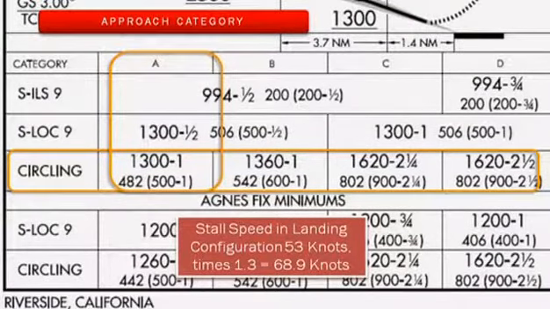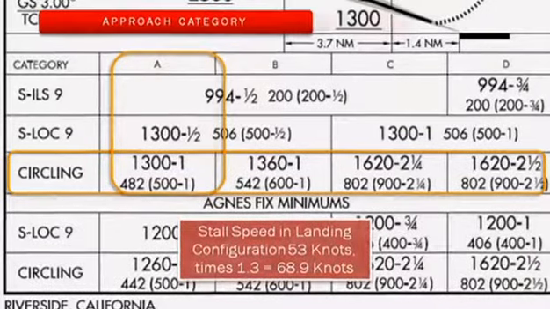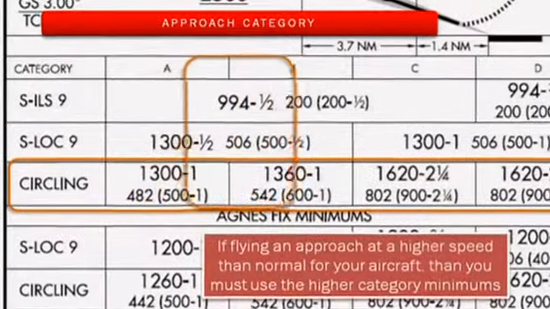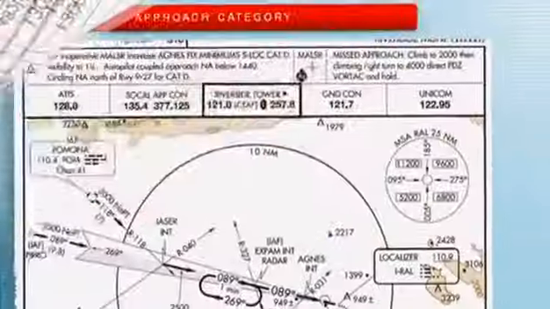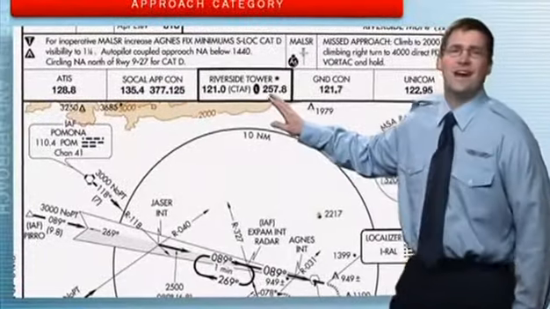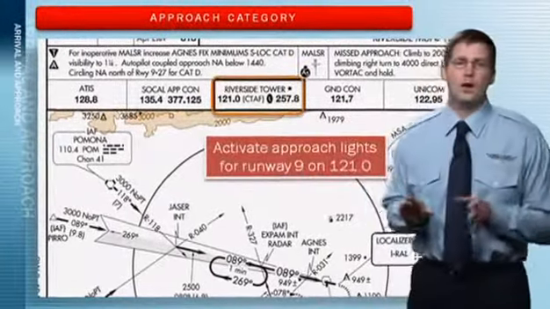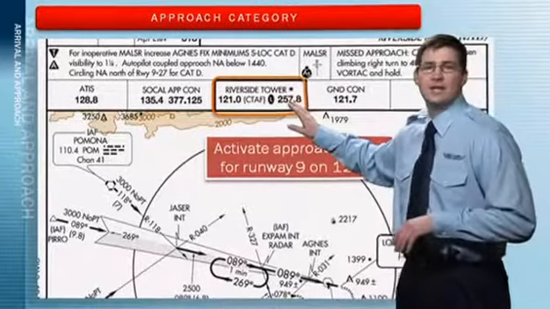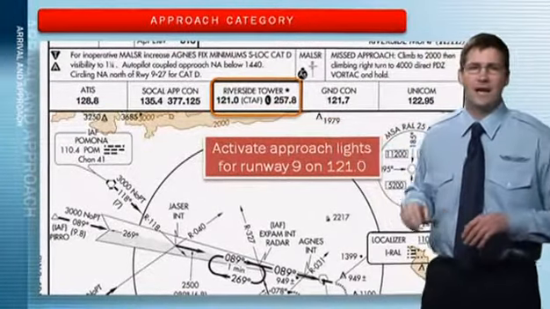And what if you were flying a higher speed than normal? Simple. You would simply use the next higher category. This section right over here advises us to use frequency 121.0 to activate the runway lighting for runway 9.